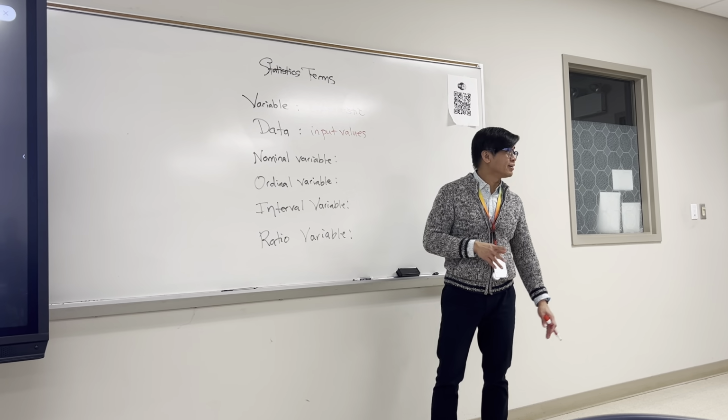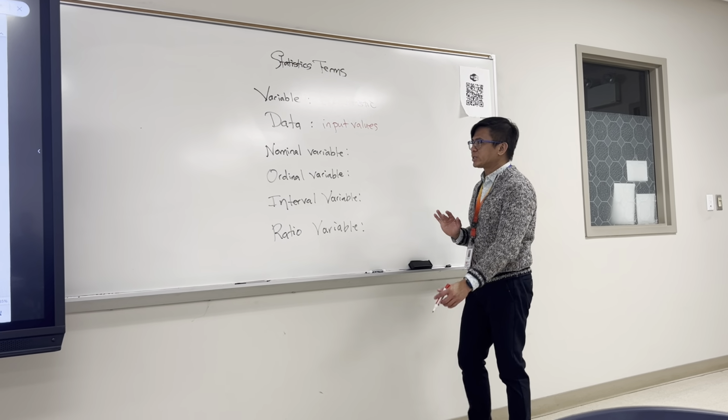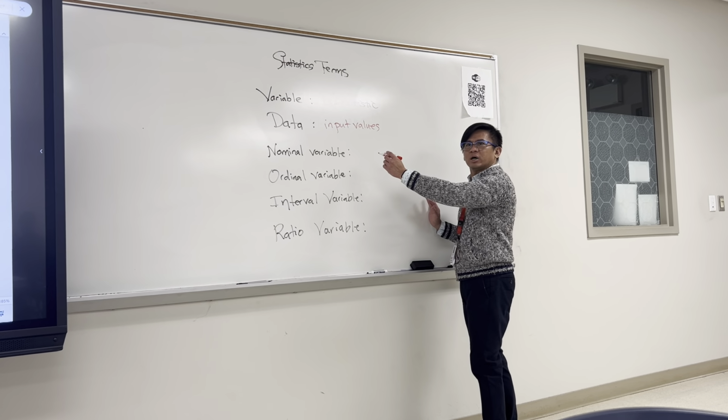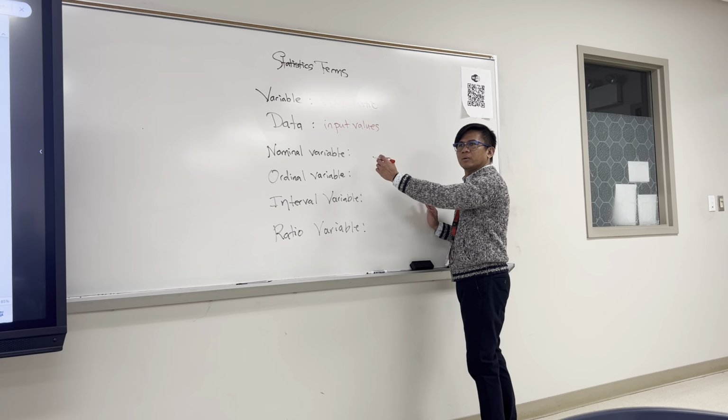Nominal variable, what's the keyword for nominal? Name or label. Good. Ordinal. What's this? Ranked. So it's like A, B, C, D. Rare, seldom, often, always. There we go.